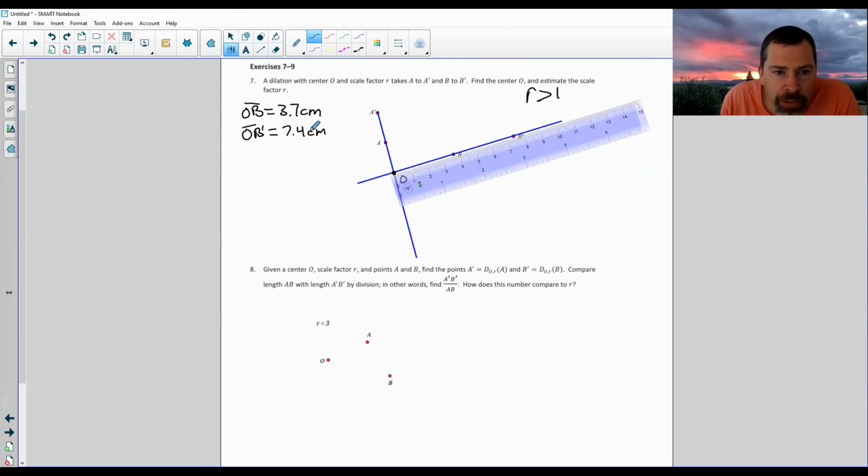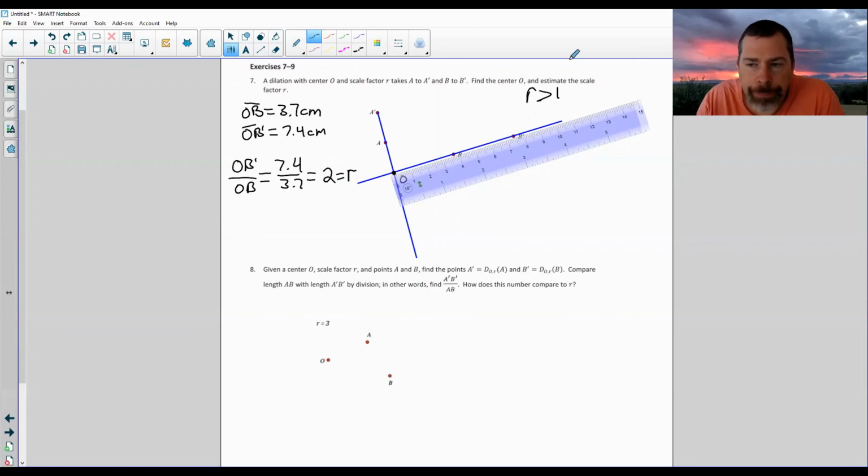So I make this a fraction, but in order for a fraction to be greater than 1, the numerator has to be bigger than the denominator. So I'm going to say OB prime over OB is going to be our r. And that equals 7.4 over 3.7. Let me get my calculator. 7.4 divided by 3.7, enter, and I get 2. And that is our r.